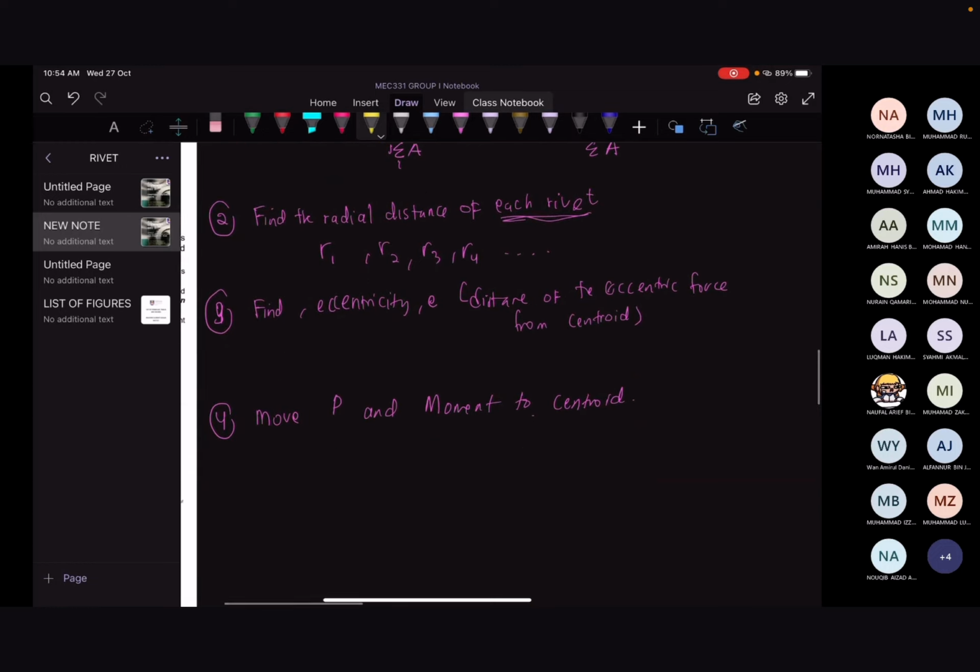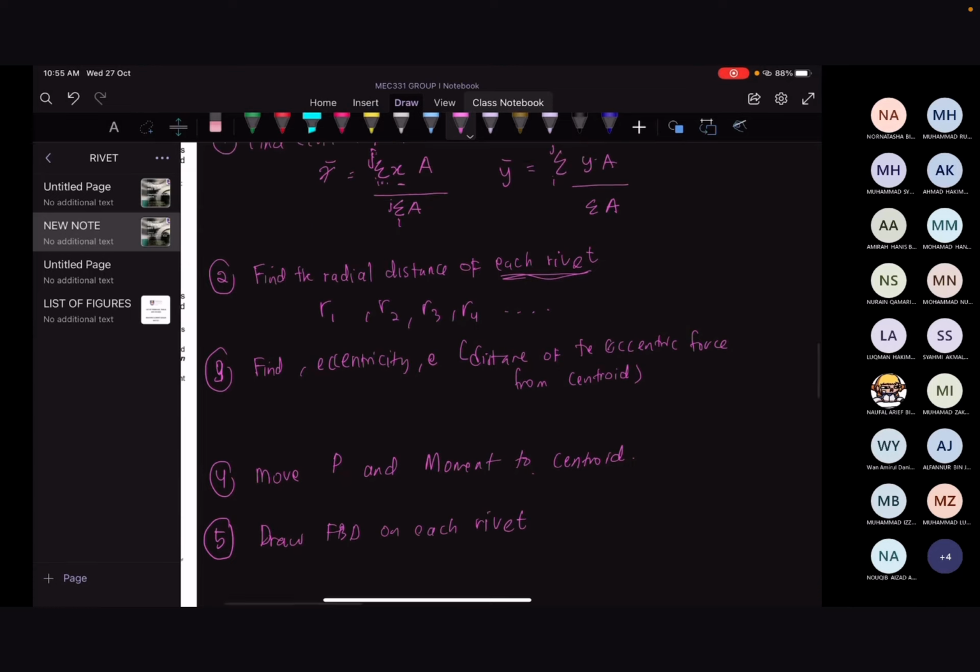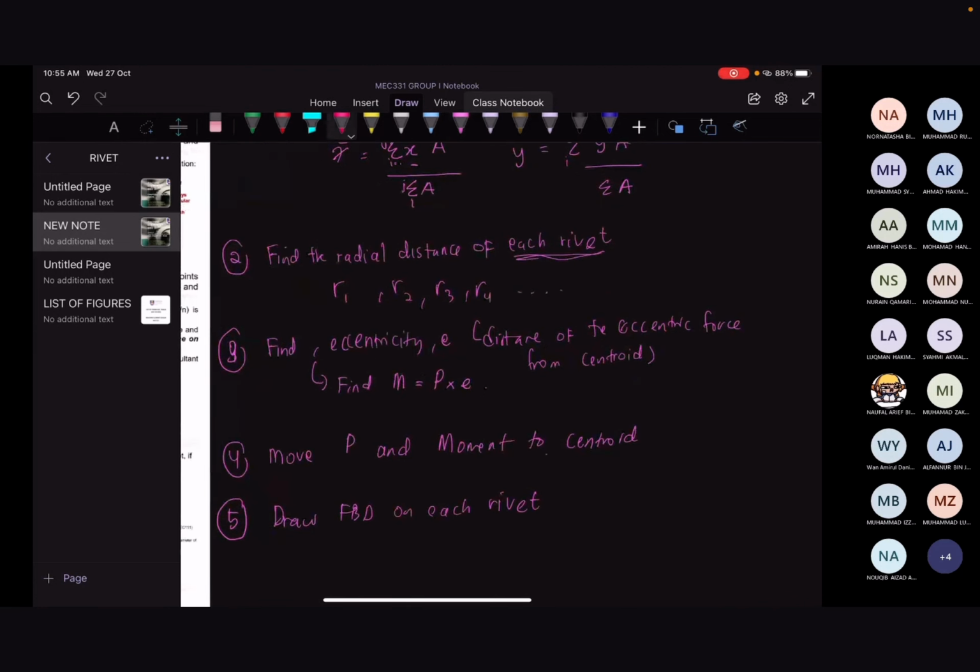Okay, so and then kita dah move P and moment to centroid. Okay. Then next number 5, baru draw FBD on each rivet. So yang ni, after you find the eccentricity, boleh terus find moment lah, which is equal to P times E. Okay, so always yang kat sini, bila nak cari moment, be not about angle.